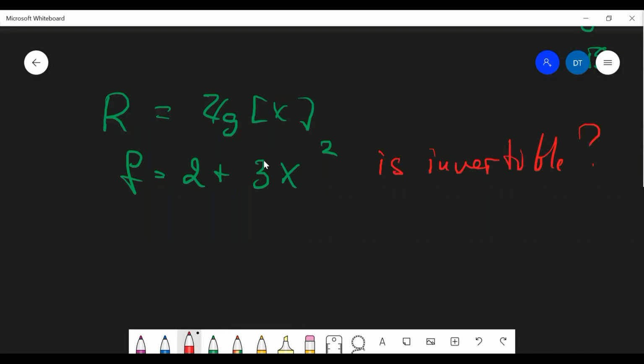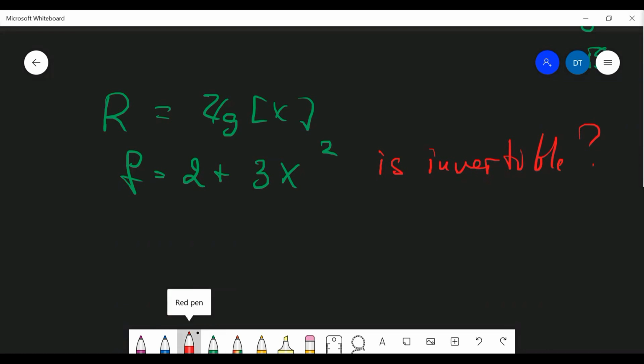Who thinks that this is invertible? Press 1, or if you think that it's not invertible, press 0. I just want to check. Invertible, okay. How many of you? Oh, come on, guys. I thought this would be an interactive show. Okay, but yeah, it's invertible.